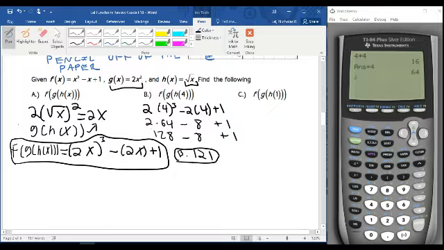Now we have f of g of h of 1. So now instead of having 4 as an input, 1 is going to be our input. So we'll have 2 times 1 cubed minus 1 plus 1. 1 cubed is 1, so 2 times 1 is 2. Minus 1 plus 1 is just equal to 2, because those 1's cancel out.